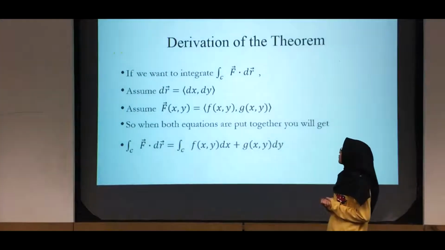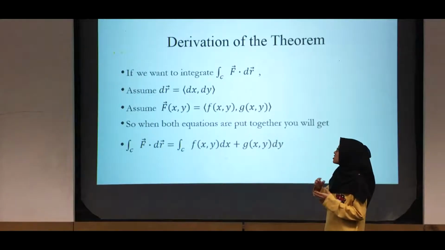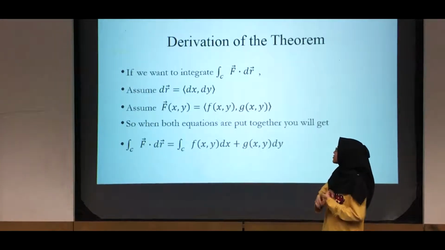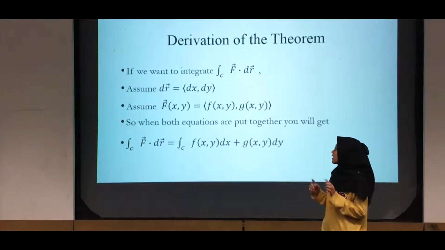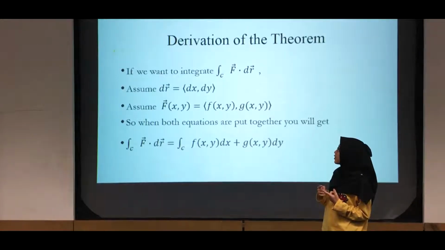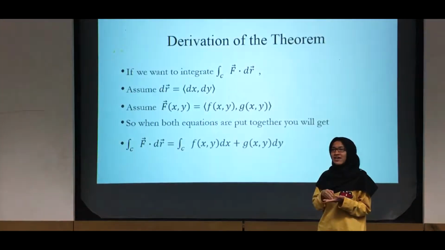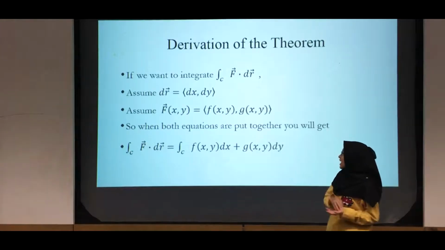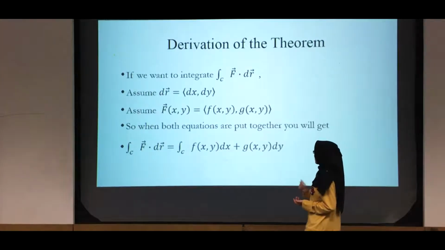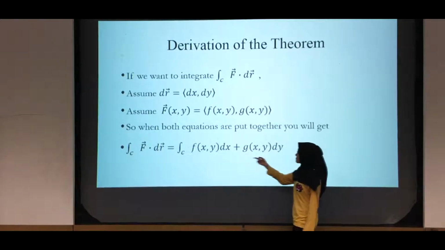Okay, we want to derive the operator. Here it goes. First, we want to integrate the dot product of vector function F and dr. We need to assume r equals x and y. So, the derivative of r is dx and dy. And next, vector function F consists of f and g. Then, we need to put it together like this.